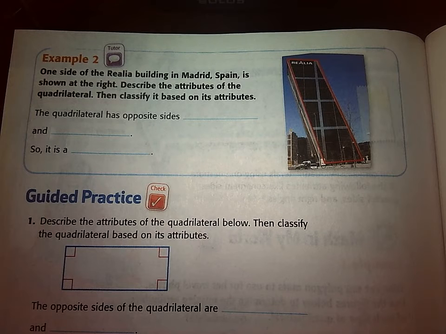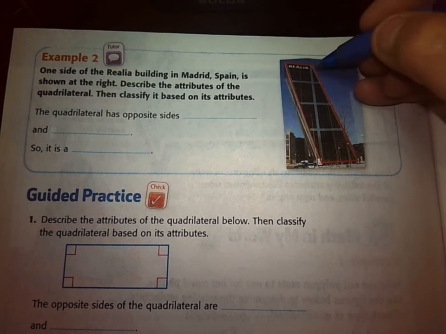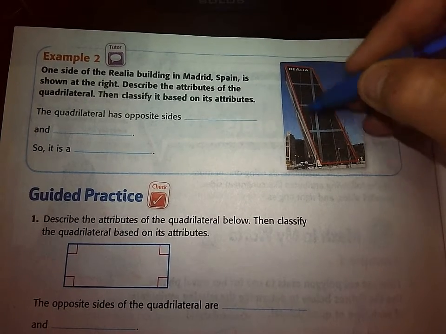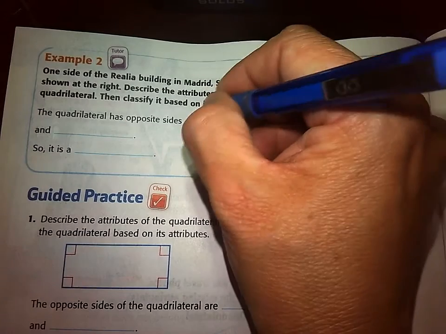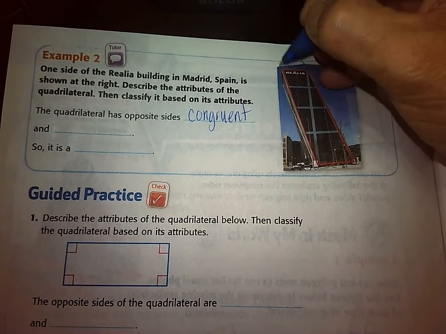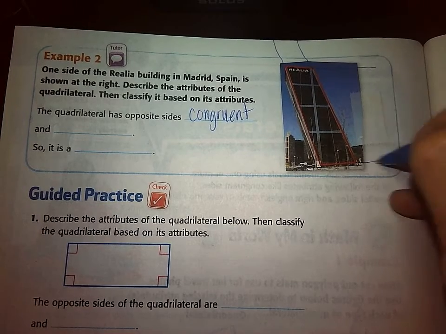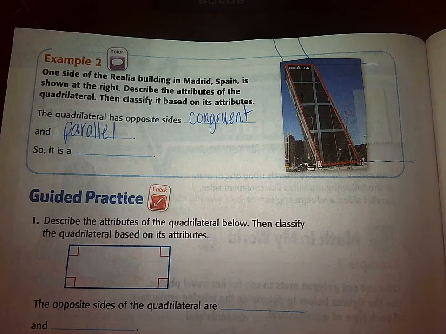Let's go to example 2 on the back page. One side of the Realia building in Madrid, Spain is shown at the right. That's a pretty crazy building going on its side like that. Describe the attributes of the quadrilateral, then classify it based on its attributes. So it has opposite sides that are congruent. They're the same length. And they're also parallel. They're like equal signs going out forever. They'll never cross. So the opposite sides are congruent and parallel.